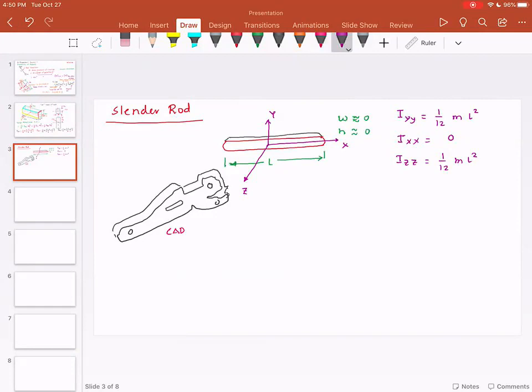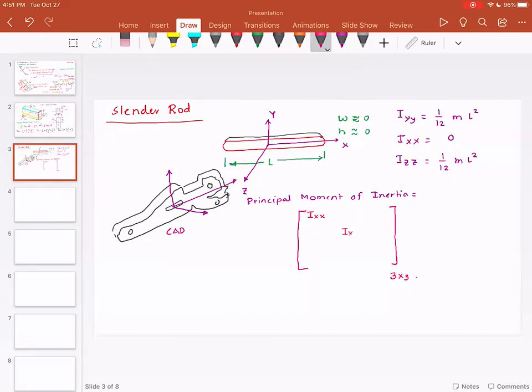And once this geometry is inside the CAD model, the centroid will be calculated numerically by the CAD model. And then you can right click and ask for principal moment of inertia. And these principal moments of inertia would be written in a slightly interesting fashion. It will be a 3x3 matrix, with IXX, IYY, IZZ, and zeros on the off diagonal terms.